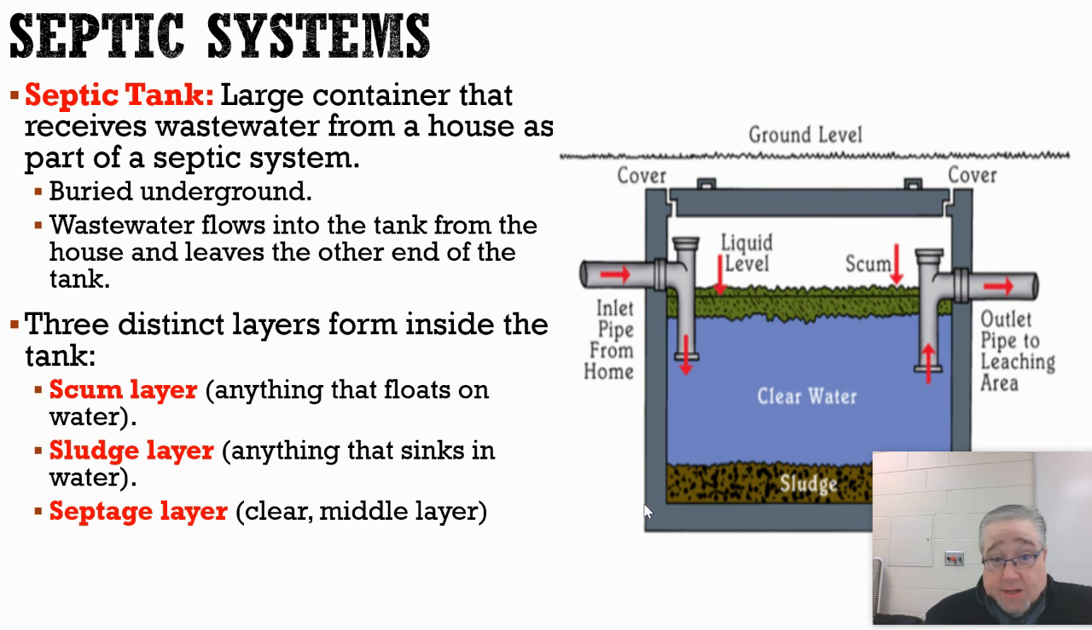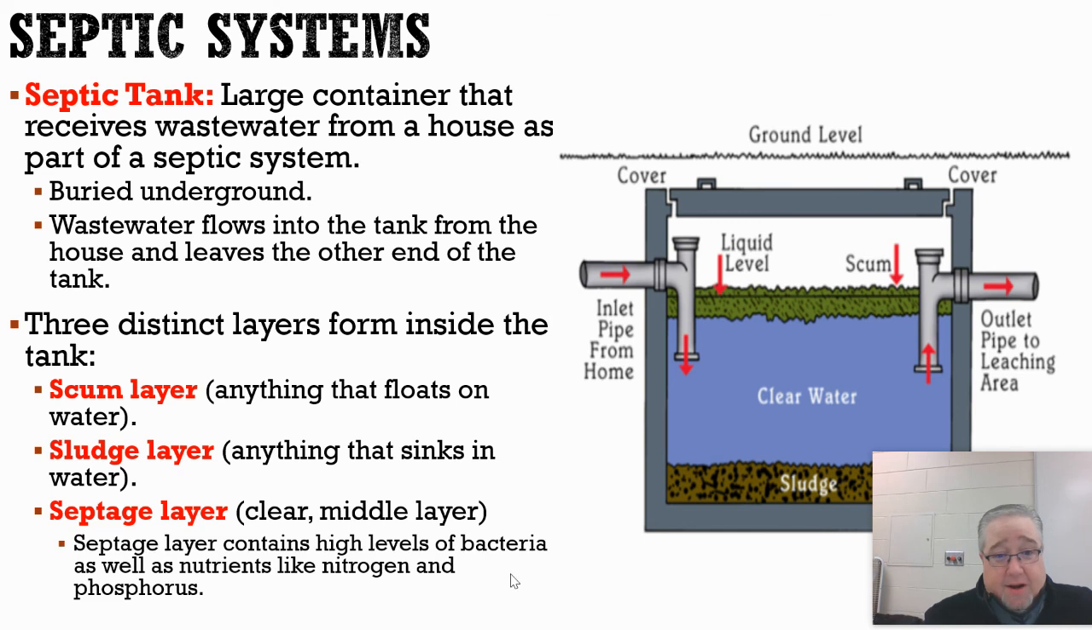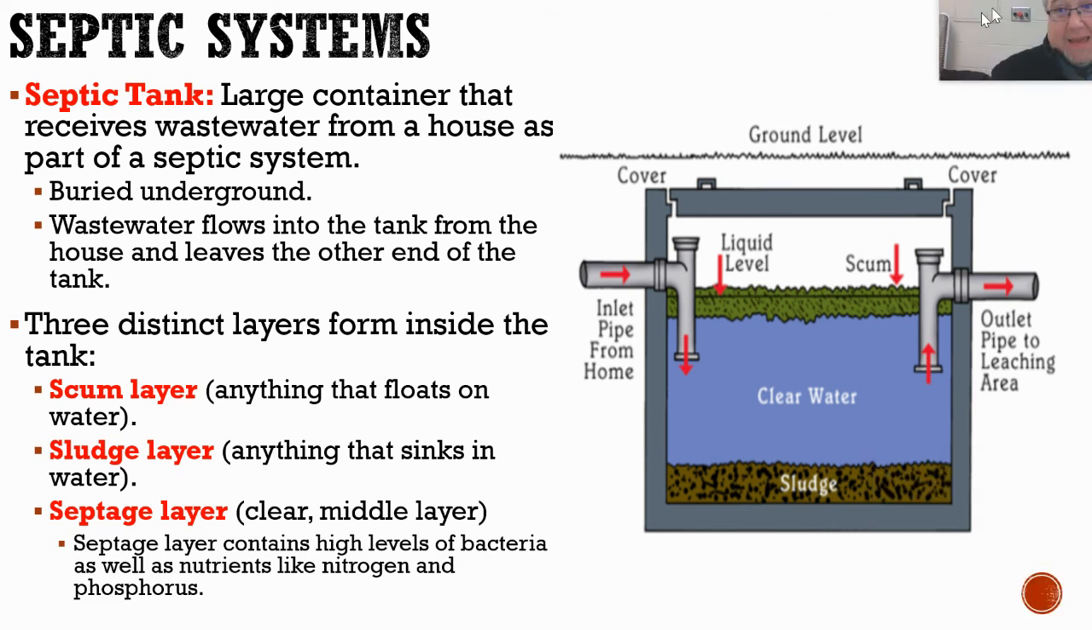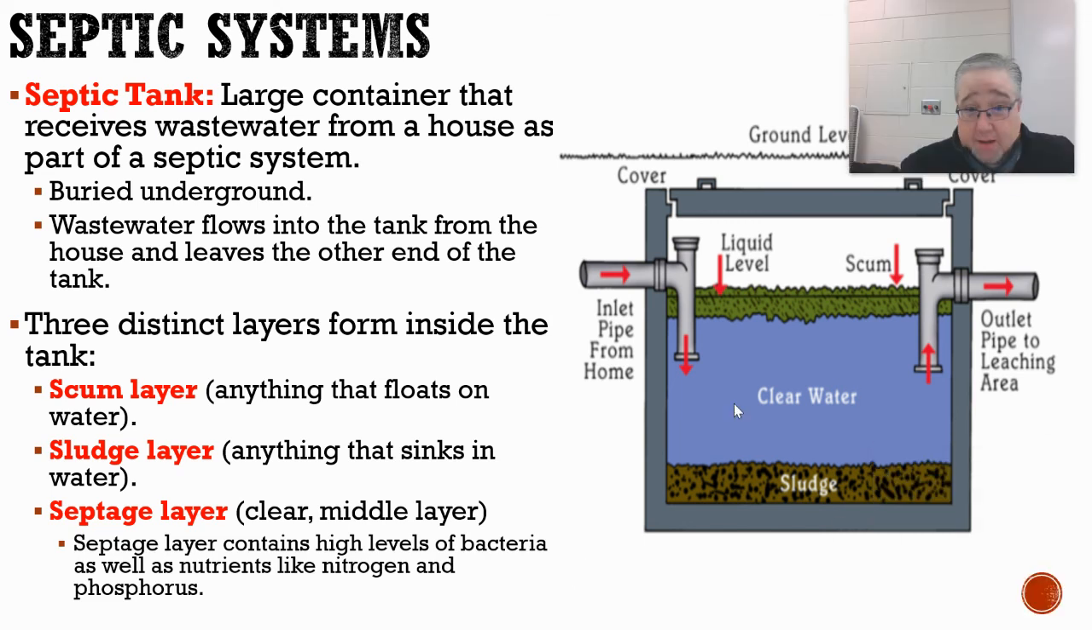Now, the middle is going to be all your water. It's clearer. I'm not going to say it's totally clear, but that's called your septage layer. That septage layer is loaded with bacteria. This is not clean water, but it's the water component of what comes down. It can have detergents in it, it could have urine in it, it could have a whole bunch of stuff, but it's all in that tank.